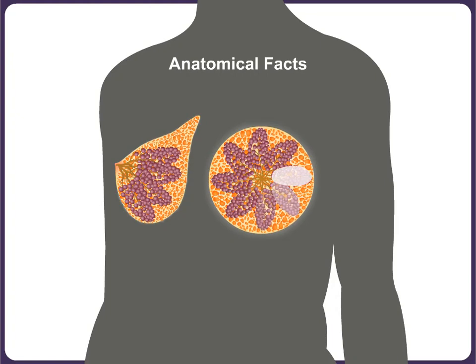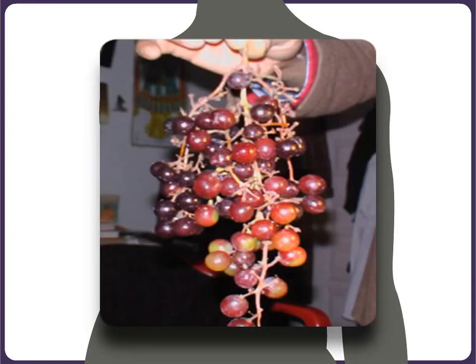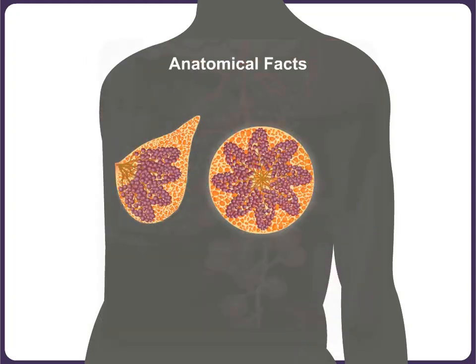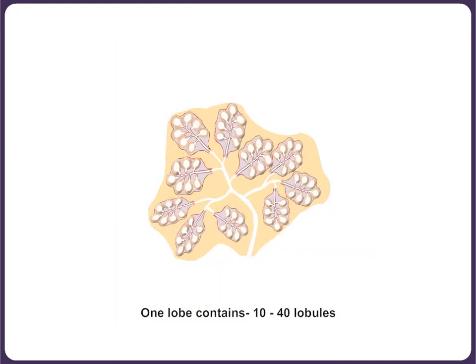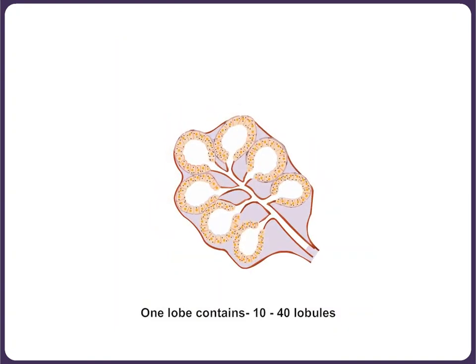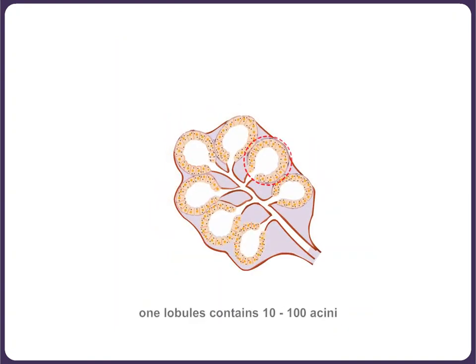There are 7 to 8 lobes in each breast. These are arranged like a bunch of grapes, each grape representing the milk gland or acinus, and the stalk represents the major milk duct opening at the nipple. Each lobe contains 10 to 40 lobules, which in turn are composed of 10 to 100 acini. These acini are the basic secretory unit of the breast.